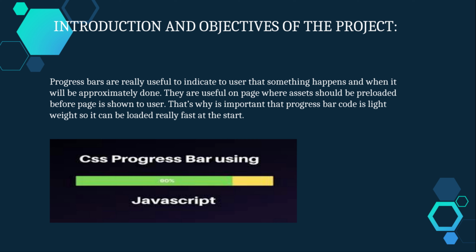The introduction and objective of the project. Progress bars are really useful to indicate to users that something is happening and when it will be approximately done. They are useful on pages that should be preloaded before the page is shown to users. That's why it's important that the progress bar's code is lightweight, so it can be loaded really fast at the start.